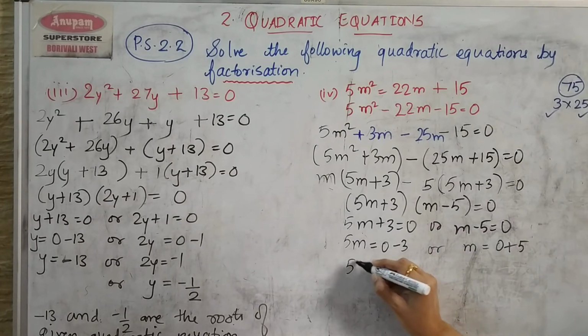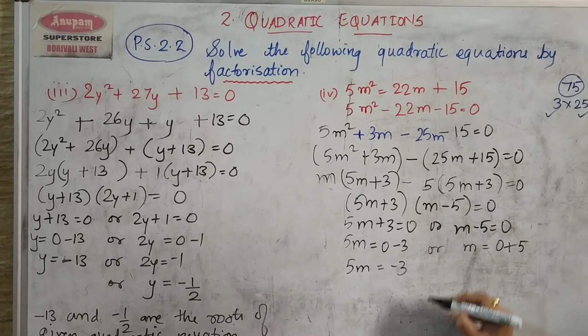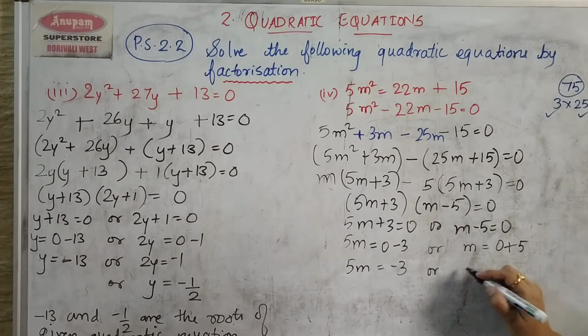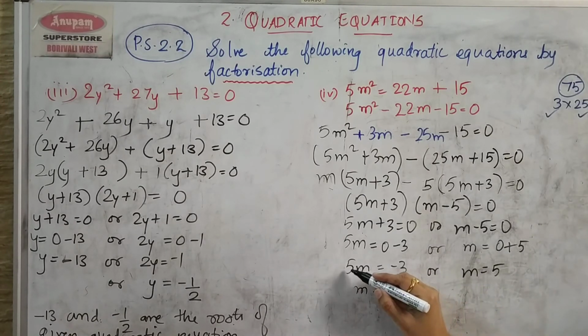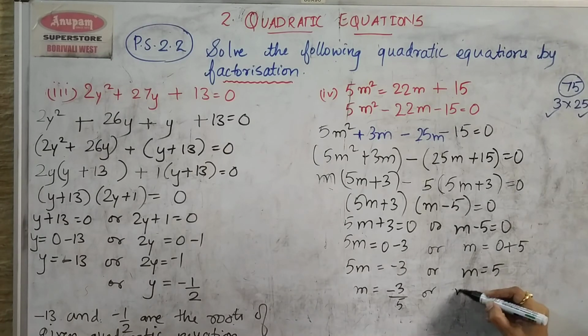So now this becomes 5m is equal to minus 3, or m is equal to 5. So m is equal to minus 3. This 5 has been multiplied, so this becomes divided by 5, or m is equal to 5.